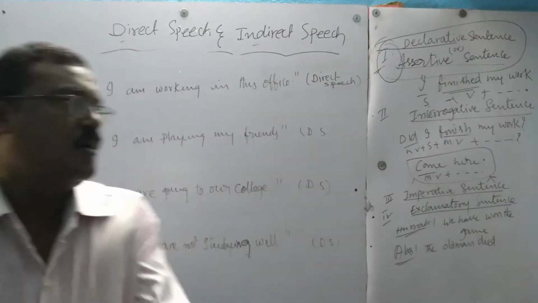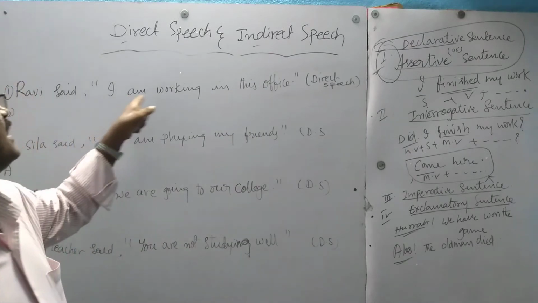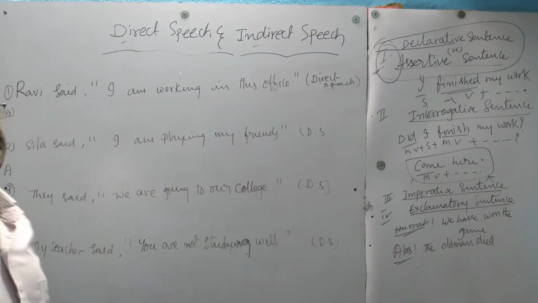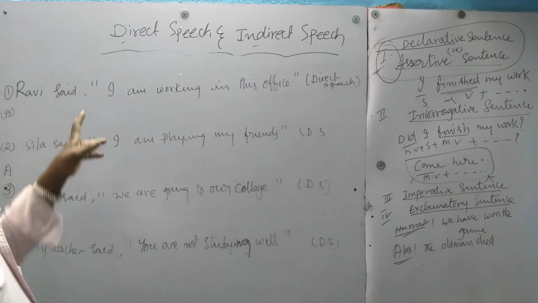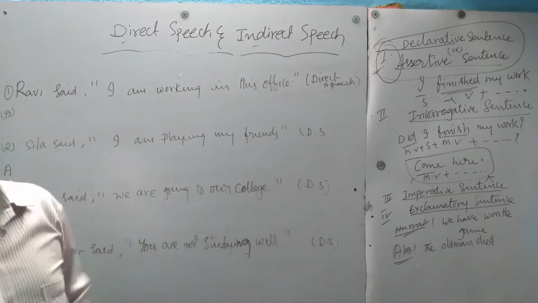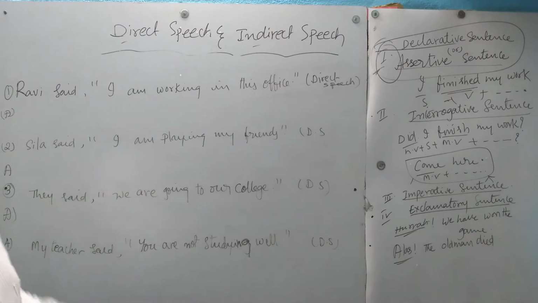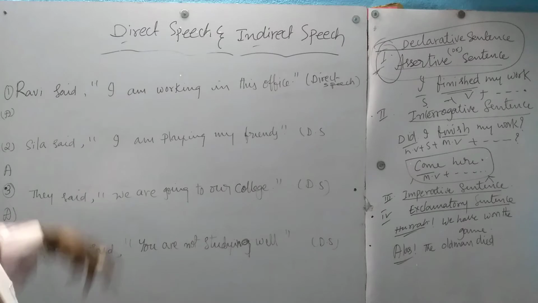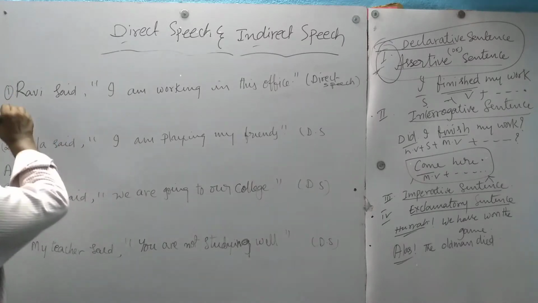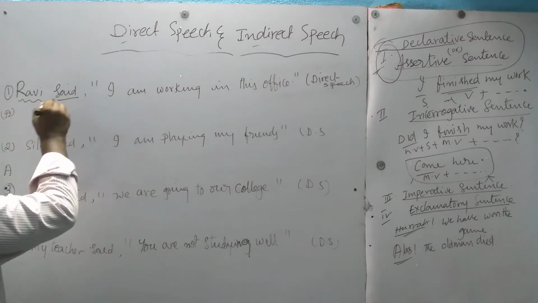Now come to the point. 1. Ravi said, "I am working in this office." What did Ravi say? What words came from his mouth? "I am working in this office." Who does "I" refer to? Ravi. So first person is there. We have to change it according to the subject of the reporting verb.